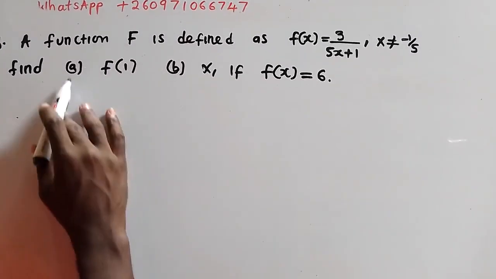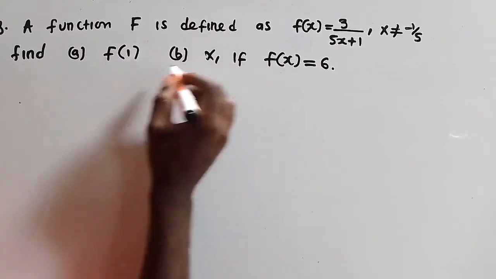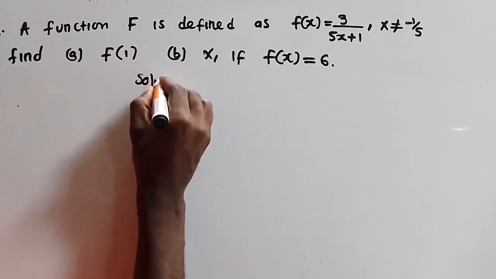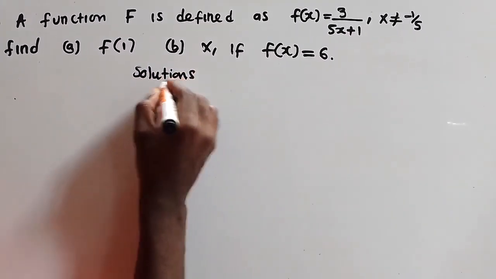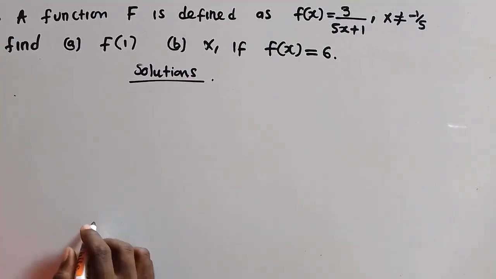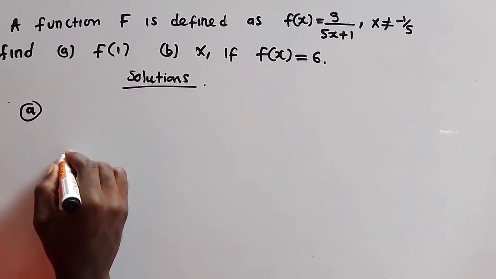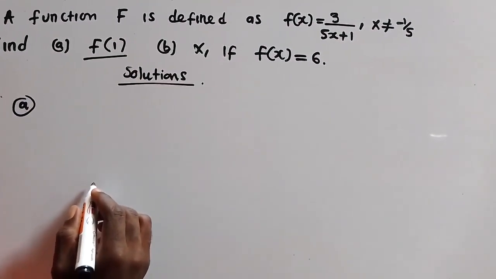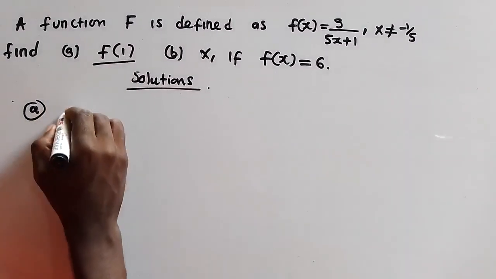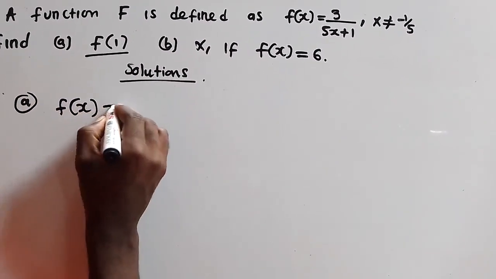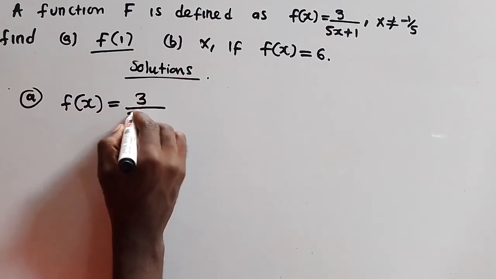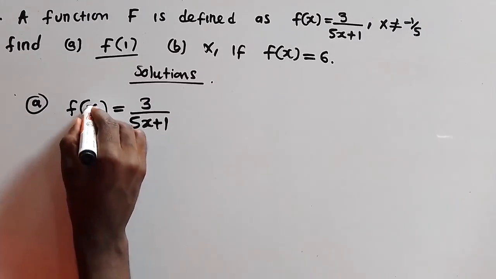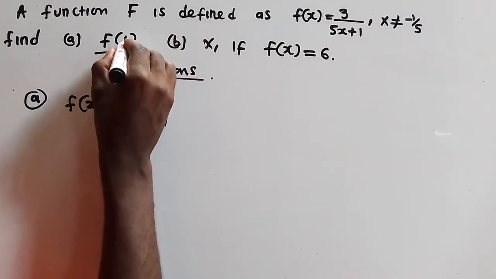So find A, f of 1, and B, x, if f of x is equal to 6. So let us see how we are going to answer these questions together. I'm going to start with the first one, which is A. I'm told to find f of 1. So when you are told to find f of 1, the function f of x is equal to 3 over 5x plus 1. Where there is x, you put 1.